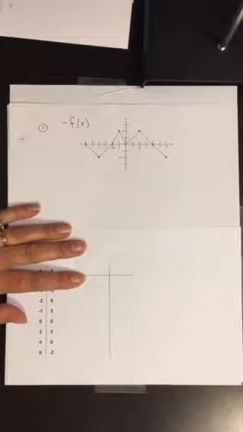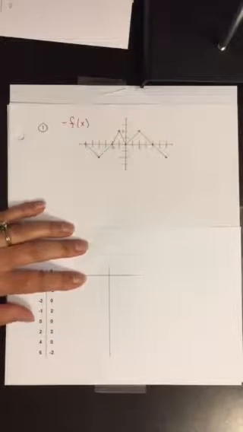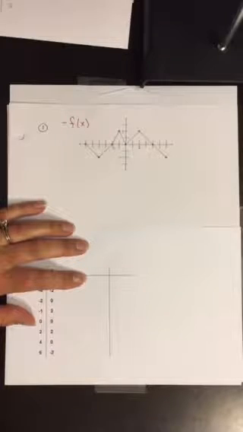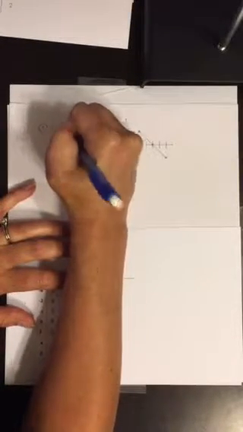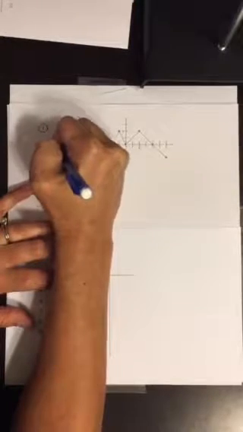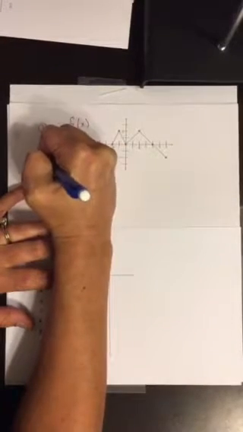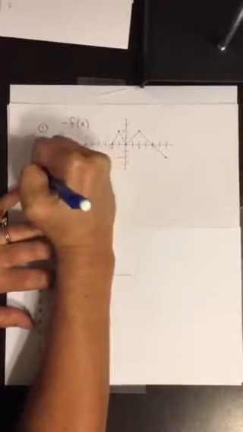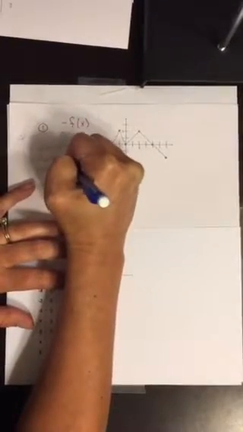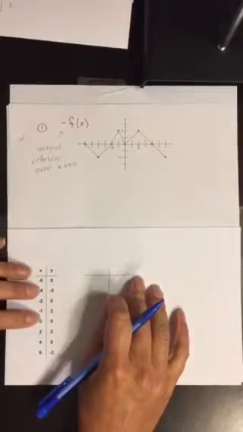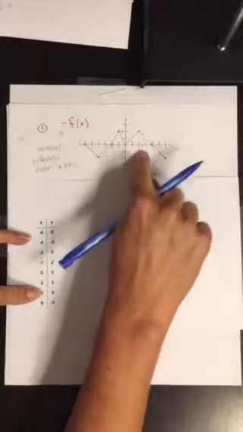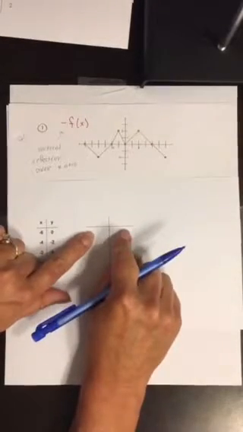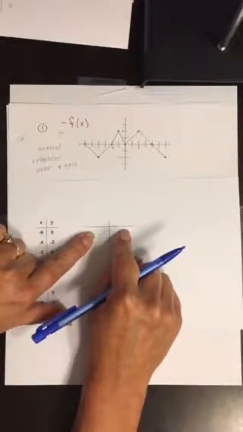And we have our function negative f of x. Because it's negative f of x, that means that we're going to have a vertical reflection over the x-axis. I want to make sure I write that down. Then I'm going to have to make my table. This is my original points from the original function right here. And now I'm going to need to show that vertical reflection.